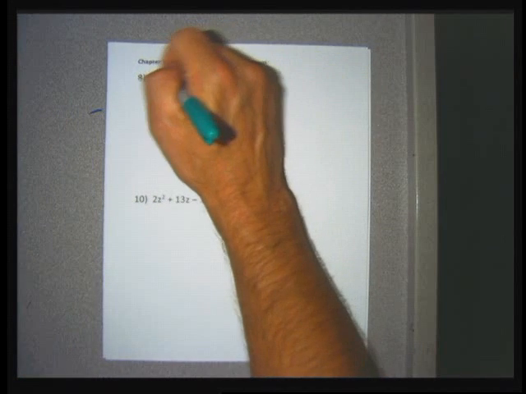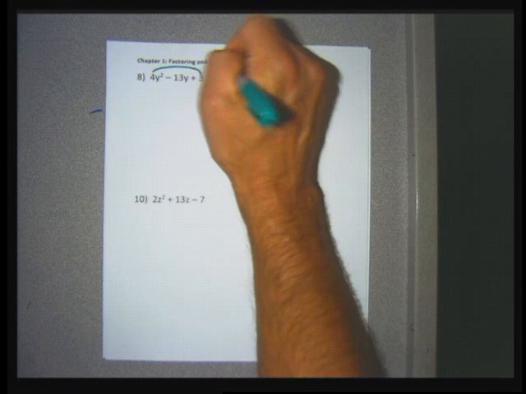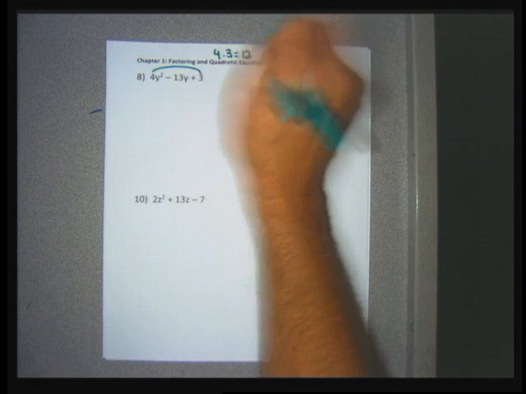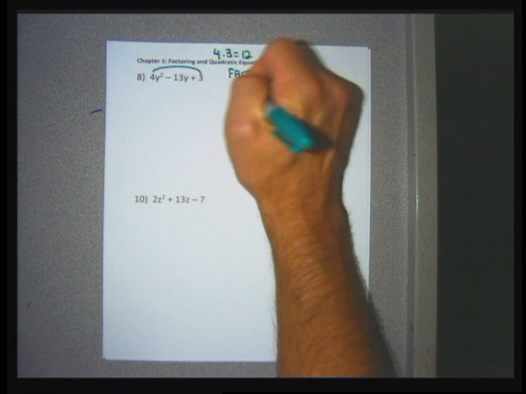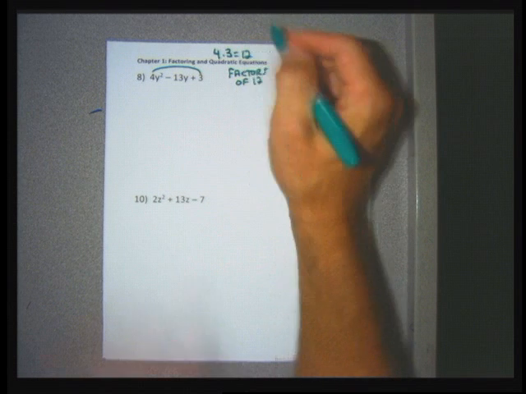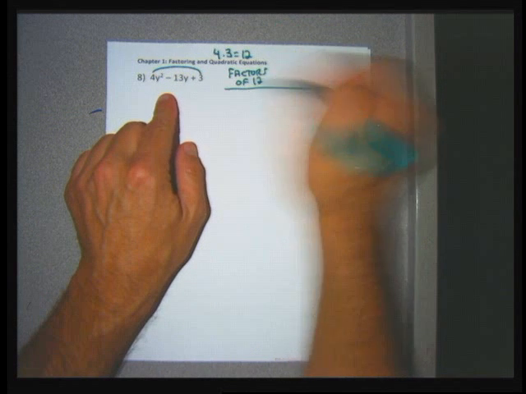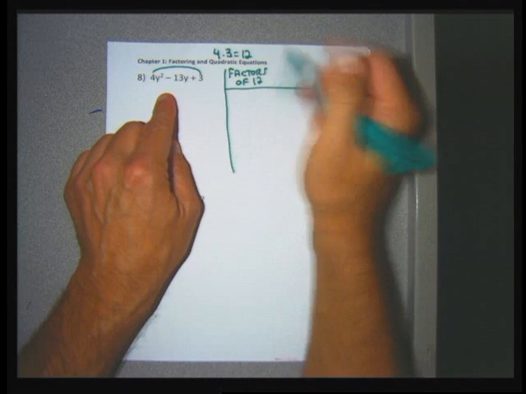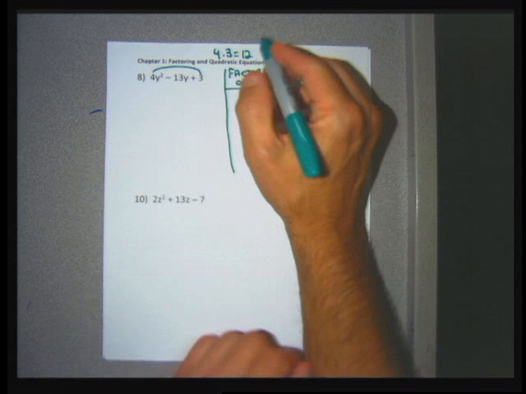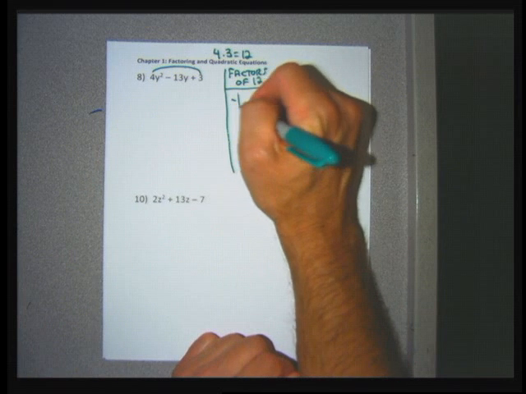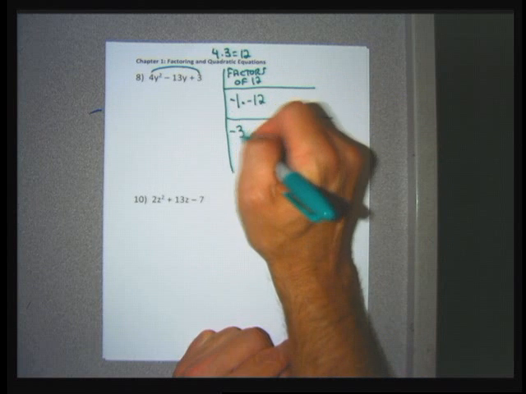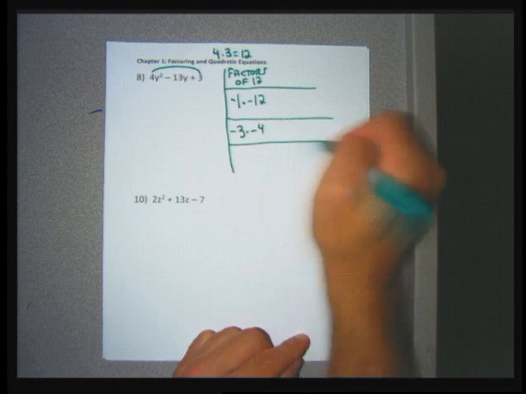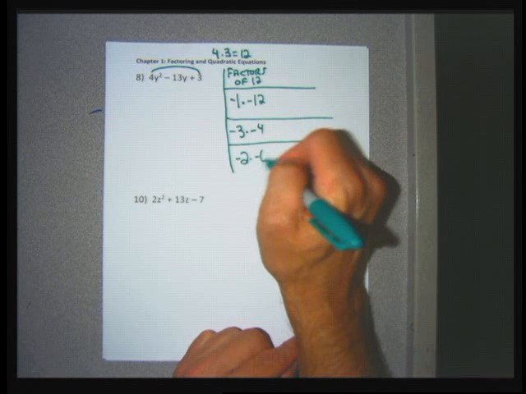For 8, I need to multiply the 4 and the 3 and get 12. And so I'm going to start writing down my factors of 12. And I need to get a negative in there, so I'm going to do the double negatives. I can't do a positive and a negative, because a positive and a negative would only multiply to negative 12. So I'm going to try negative 1 and negative 12, negative 3 and negative 4, negative 2 and negative 6.